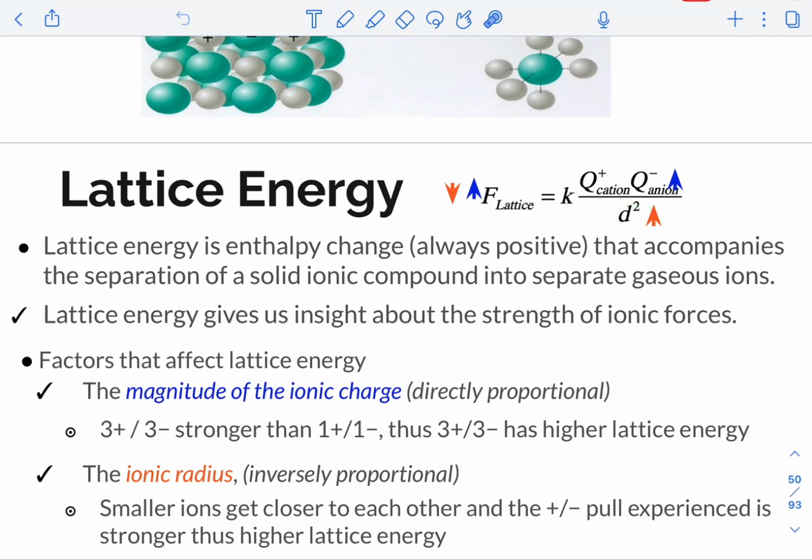So the two factors that will affect the lattice energy are the magnitude of the charges, so if you have 3 plus and 3 minus, it's going to be stronger than 1 plus and 1 minus, and then the ionic radius, or how far apart those ions are. The smaller ions are going to be able to pack more closely, so they are going to have a smaller d, which means the lattice energy will be higher.